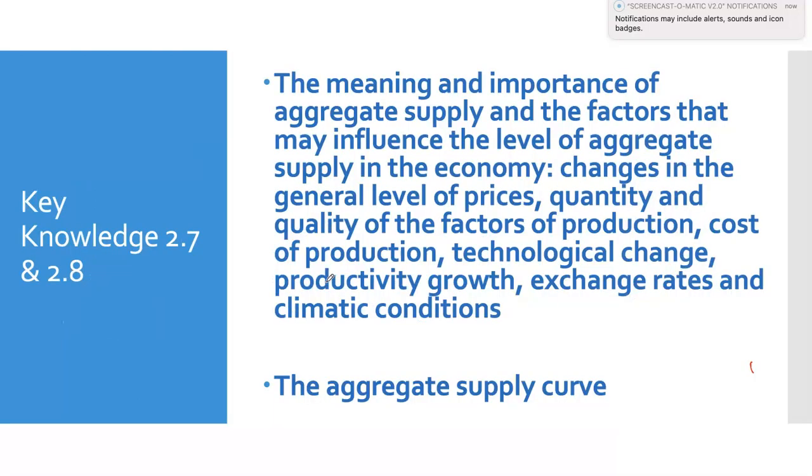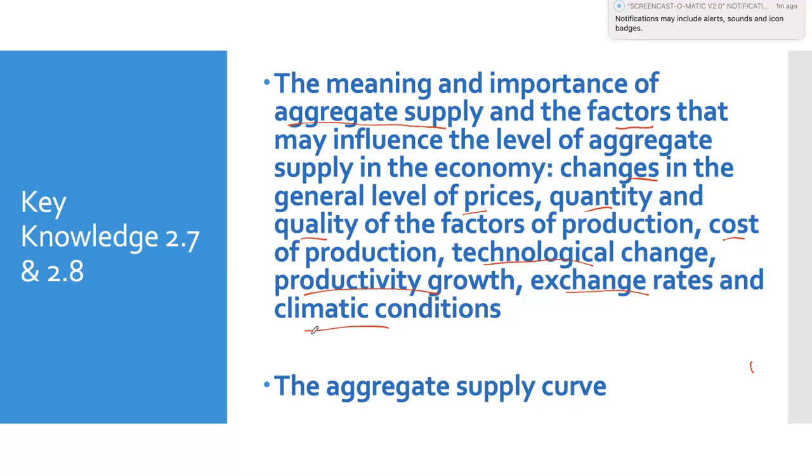What do I hope that you get out of this video? Understand two key knowledge points. You understand the importance and meaning of what aggregate supply is, and the factors that are going to influence it. And we're going to go through a number including the changes in prices, quantity and quality of factors of production, the cost of production, technology changes, productivity growth, exchange rates, and climatic conditions.